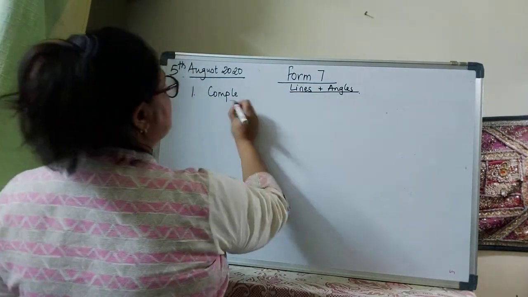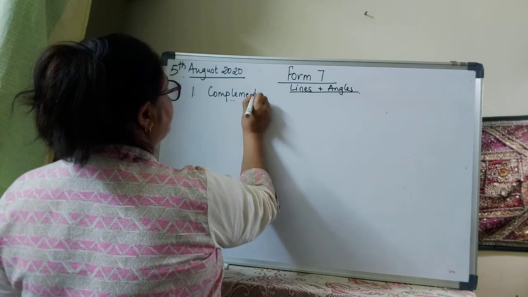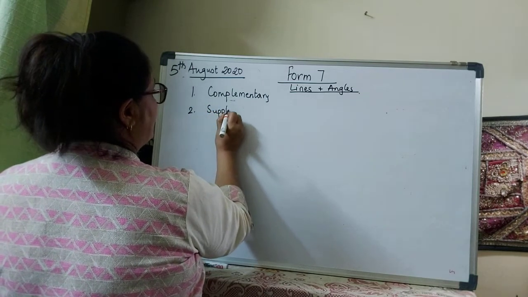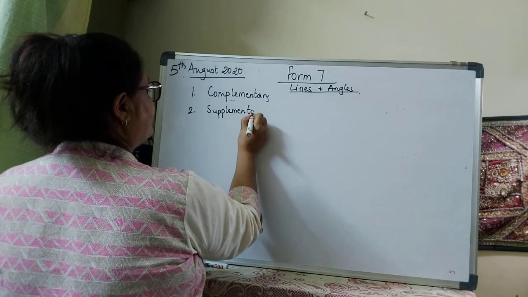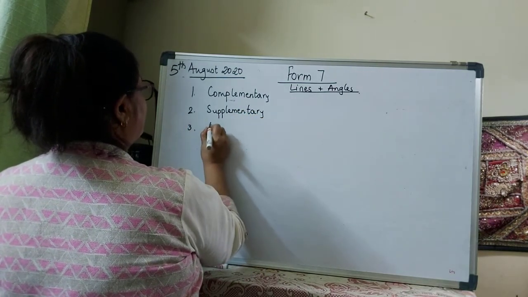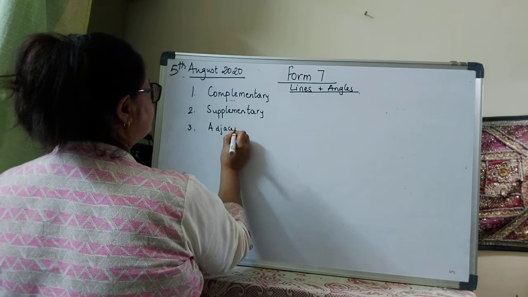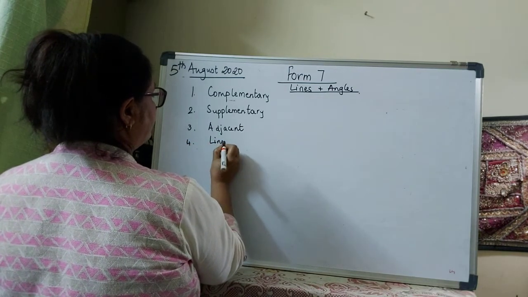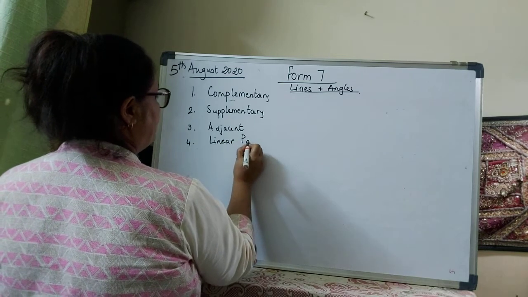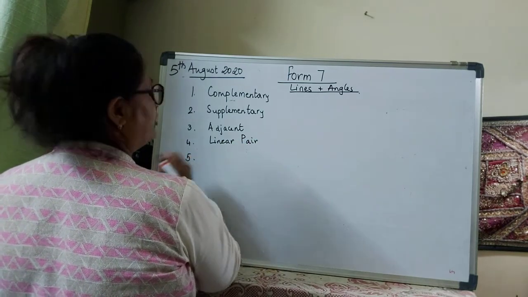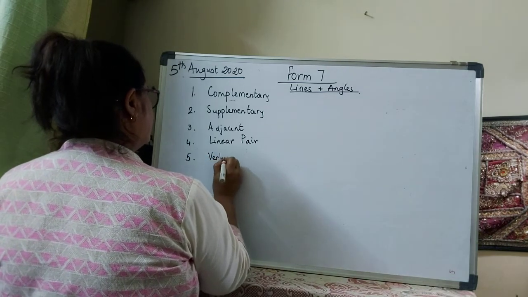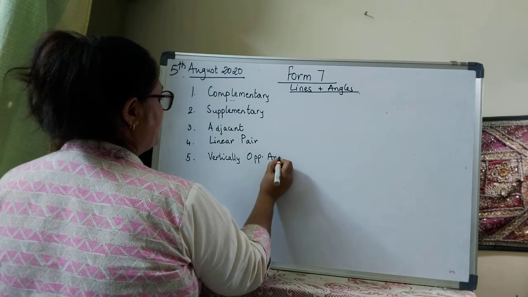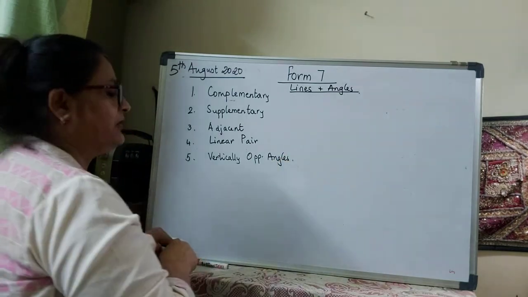Now the related angles that we are doing: one is complementary angles. We will talk about supplementary angles. Then we have adjacent angles. Then we have linear pair. These are the terminology, then I'll explain them all together. Then we have vertically opposite angles.